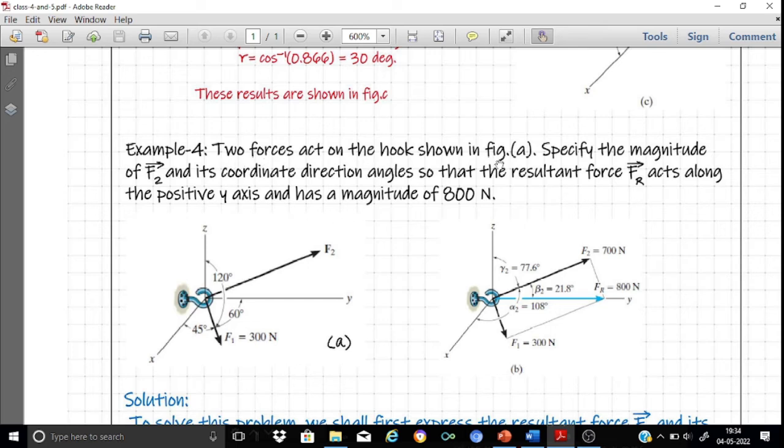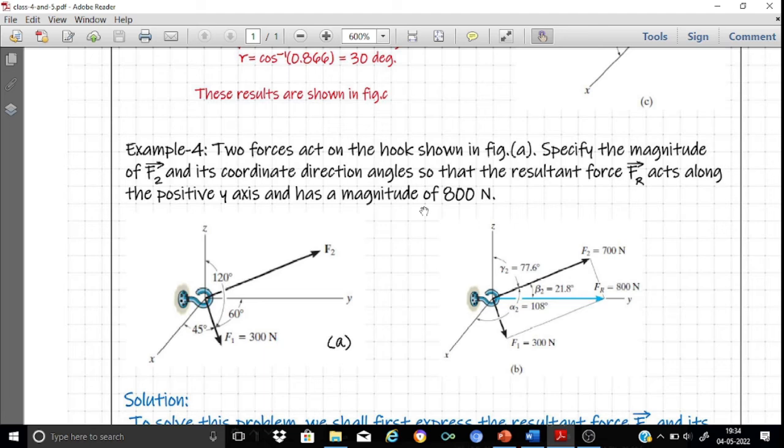Two forces act on the hook as shown in the figure. Specify the magnitude of F2 and its coordinate direction angles so that the resultant force Fr acts along the positive y-axis and has a magnitude of 800 Newton. So this again is the same problem similar to example number 1. The only thing is that here one component is given, and the resultant is also given. You are asked to find out the second component.